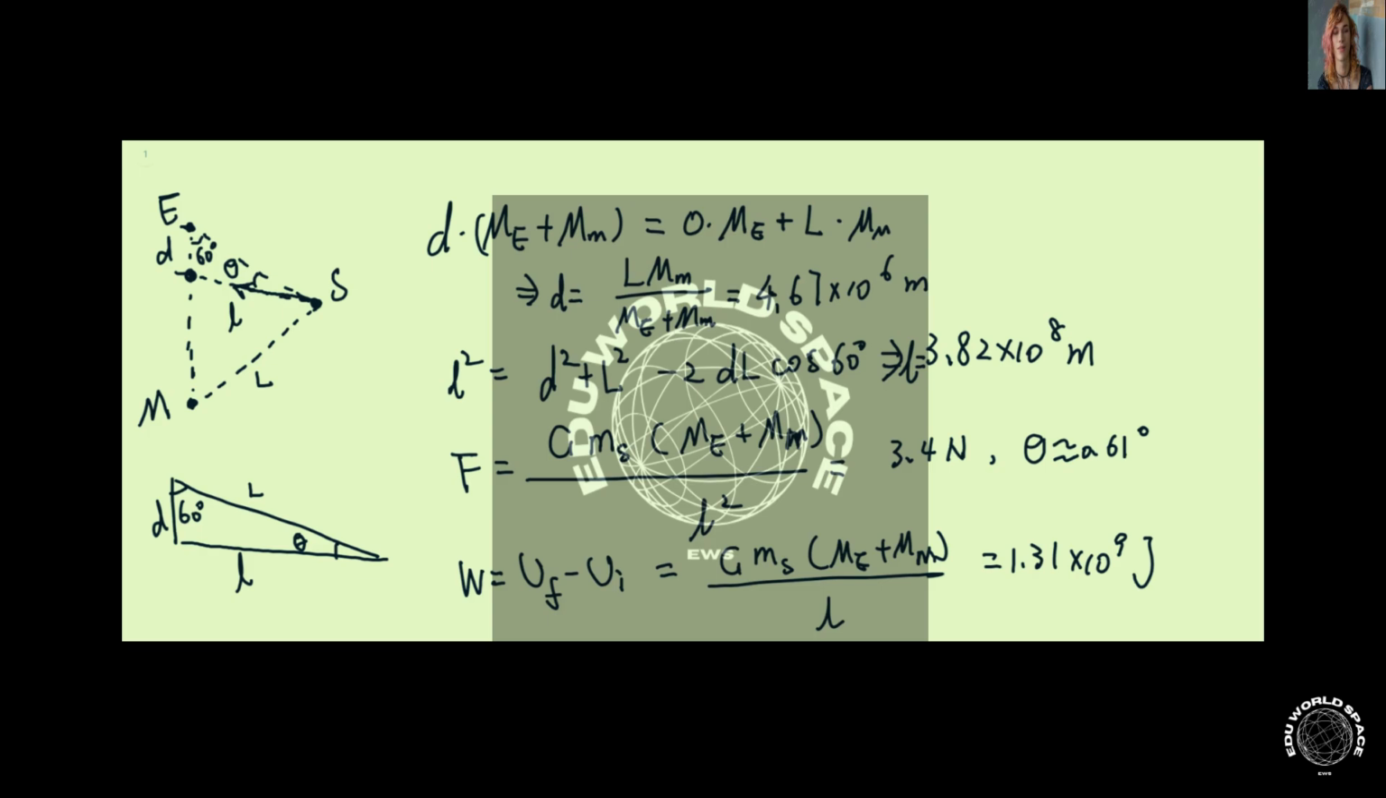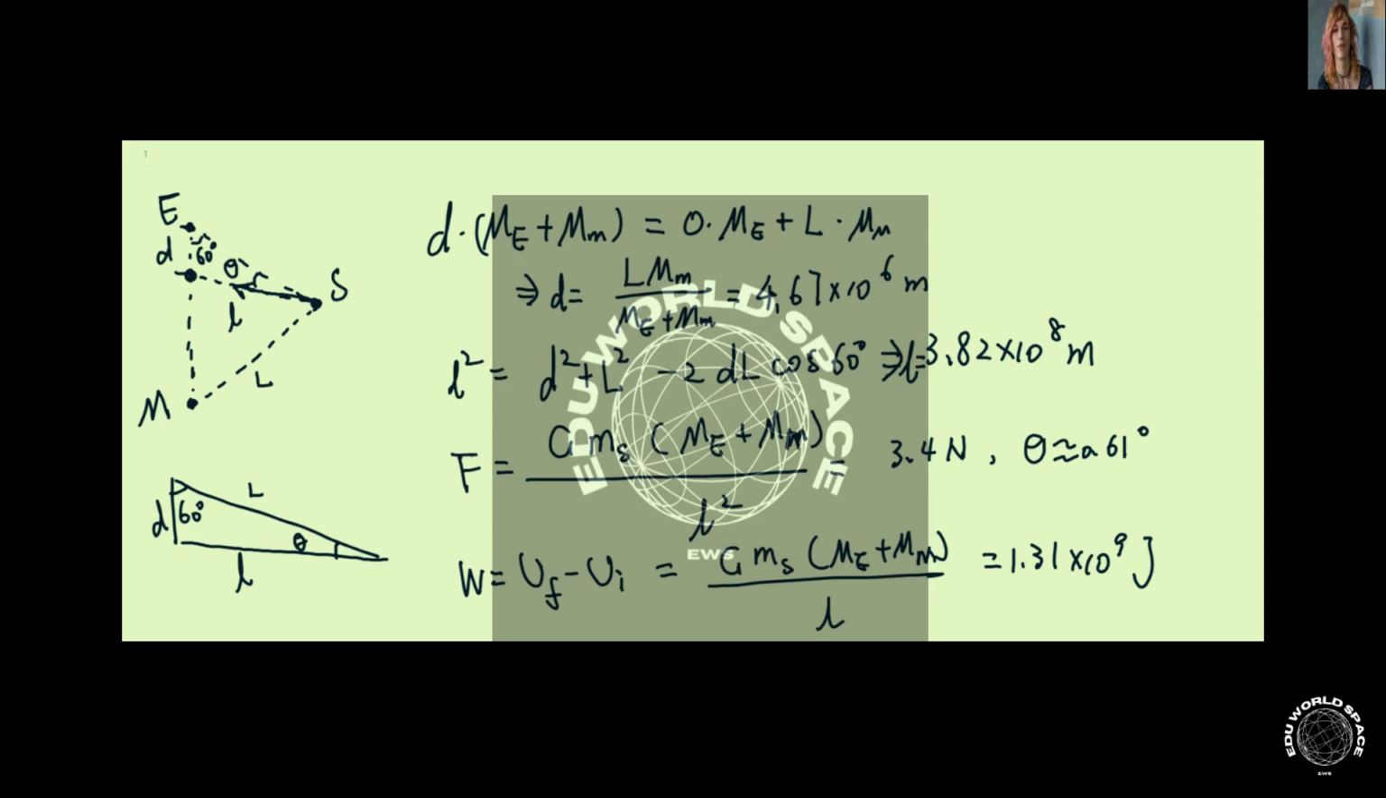Now we know the distance, we know the mass, we can find the force by using the gravitational force equation. The gravitational constant times the mass of the satellite times the total mass of Earth and the Moon divided by the distance from the satellite to the Earth-Moon center of mass, l squared, okay? And the value is 3.4 Newtons.